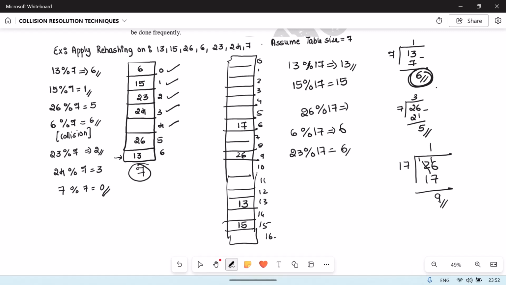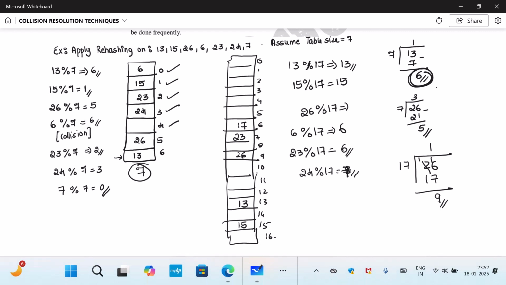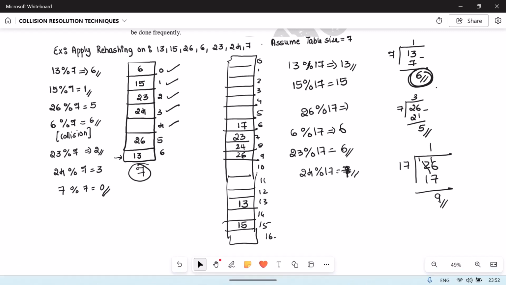Then 23 mod 17 is also going to be 6 itself, but 6 is already filled. So next position you keep the element. Likewise, 24 mod 17. I think it is 8, right? 17 and 7. Sorry, it is 7. 7 is already filled. So in the eighth position you place it. Likewise, 7 mod 17. So again, it is 7 itself, but that place is filled.